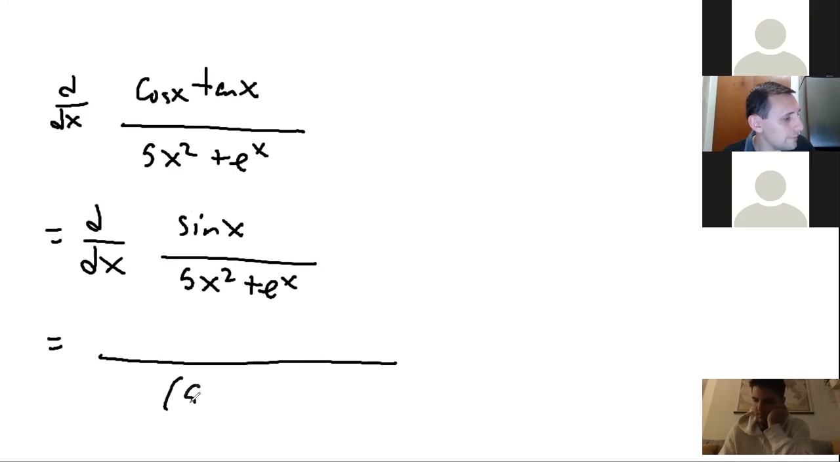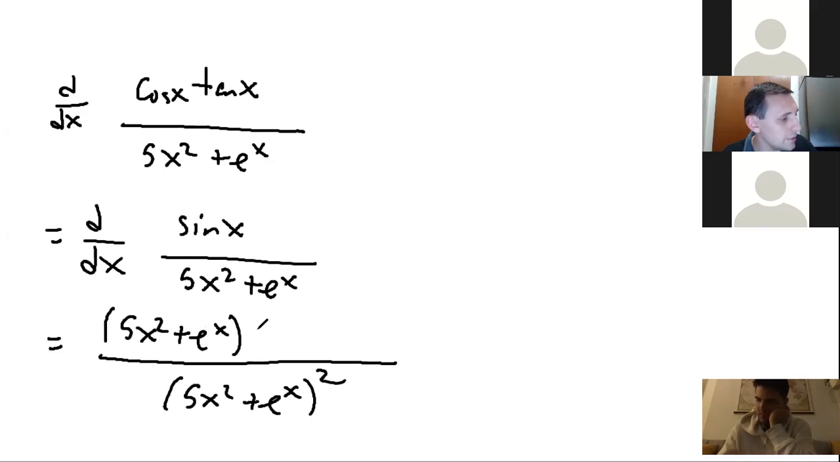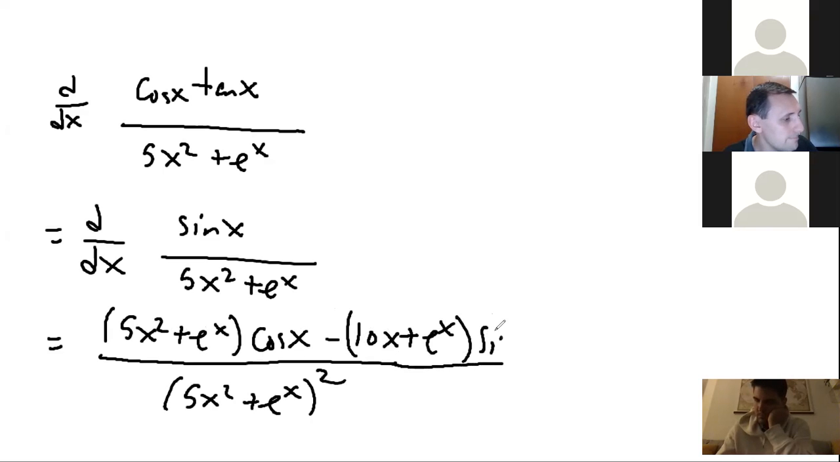So we have 5x squared plus e to the x squared. Copy the function. Times the derivative of sine, which is cosine, minus derivative of bottom function, which is 10x plus e to the x multiplied by sine. Good?